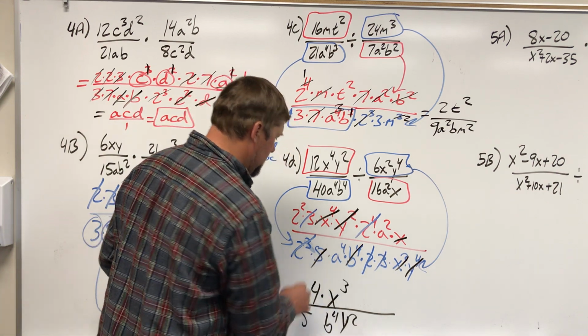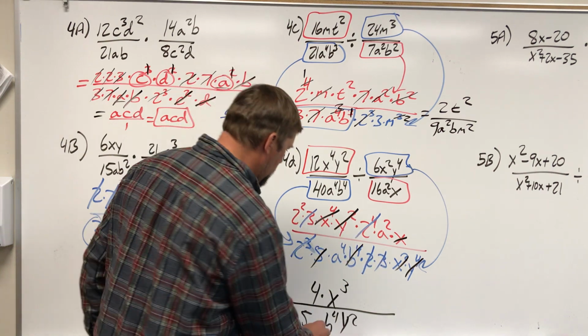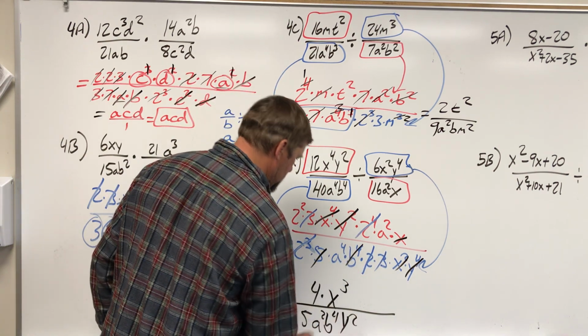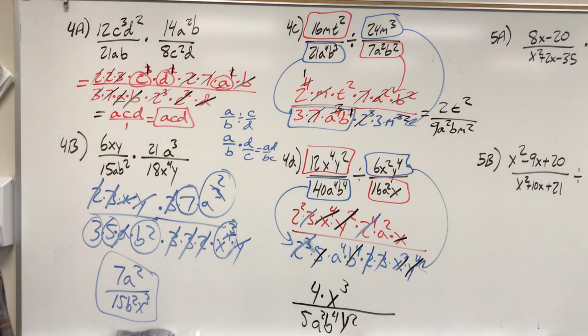I didn't see that, but now I do. And then I have 2 a's up top, 4 on the bottom, so that's leaving me a squared on the bottom. So there's my final answer. Can be kind of confusing.